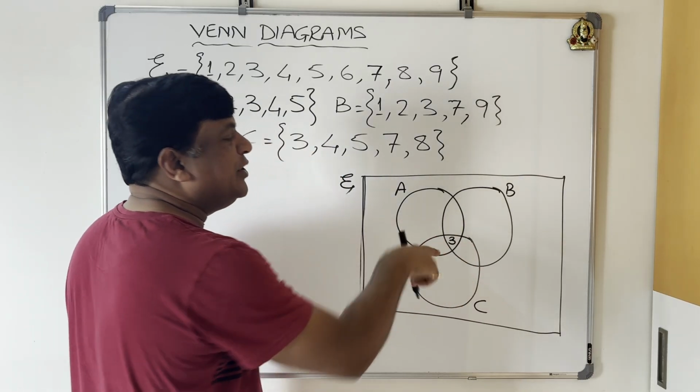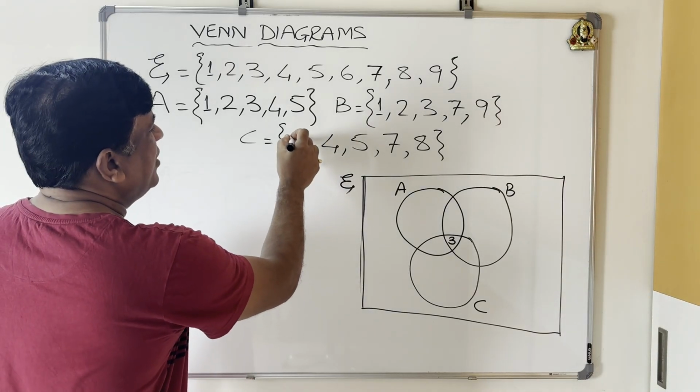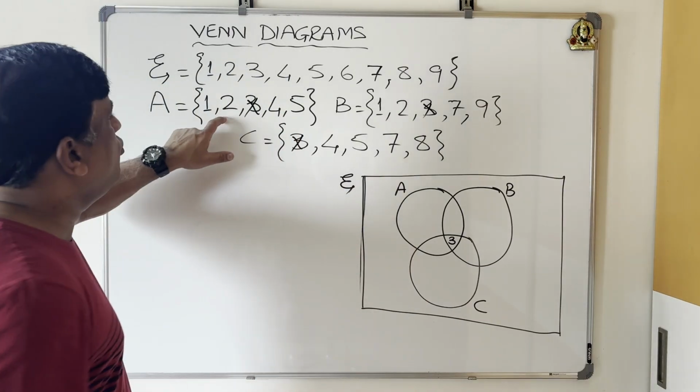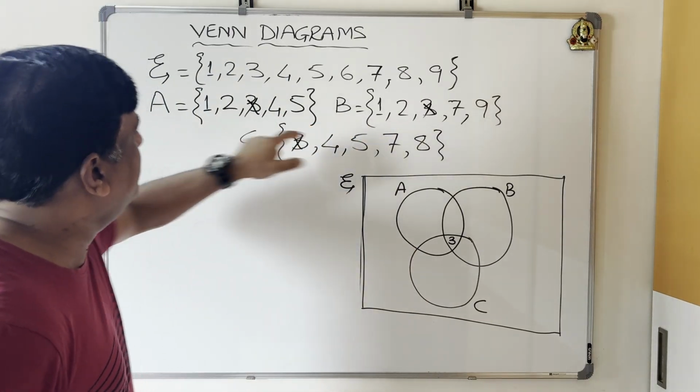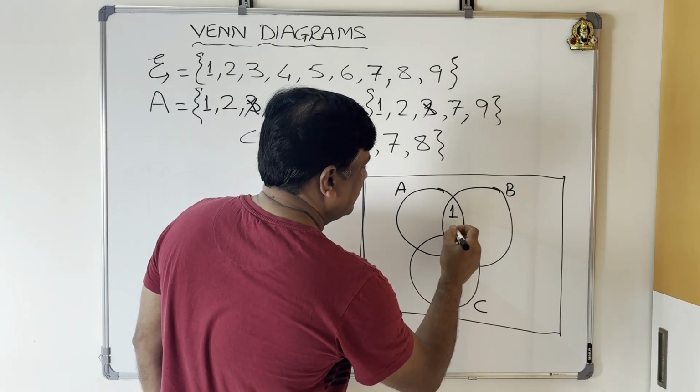Because it is common to all the three sets. So 3 has been taken care of. You don't have to worry about 3. Now look at A and B. What is common between A and B? It's 1, 2. Look at it.